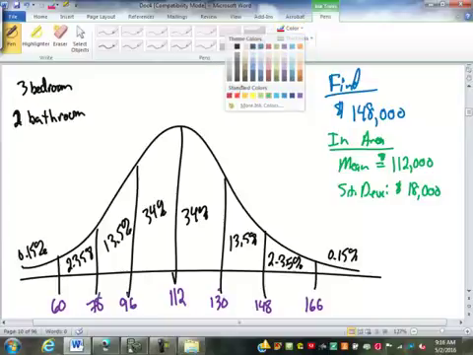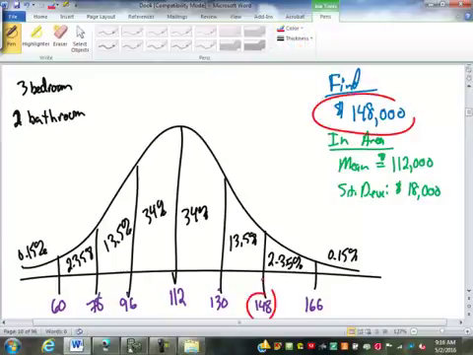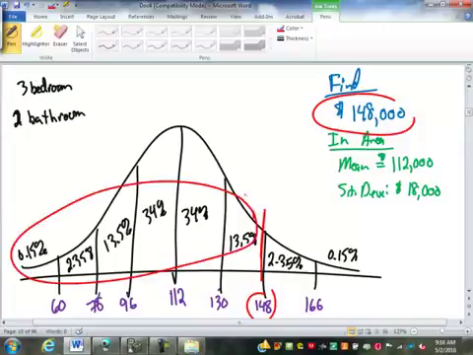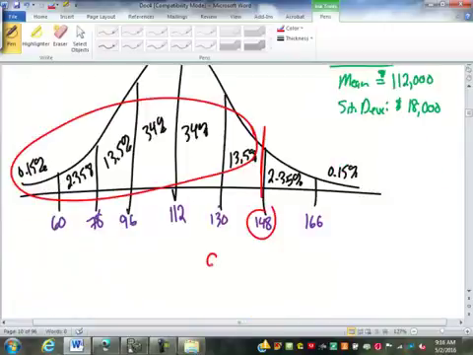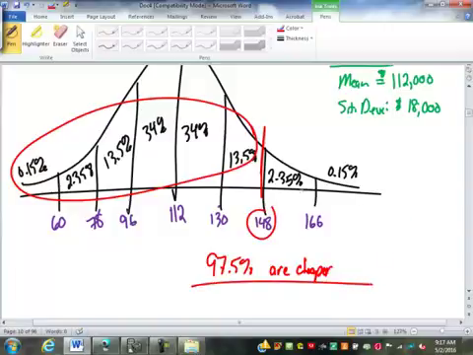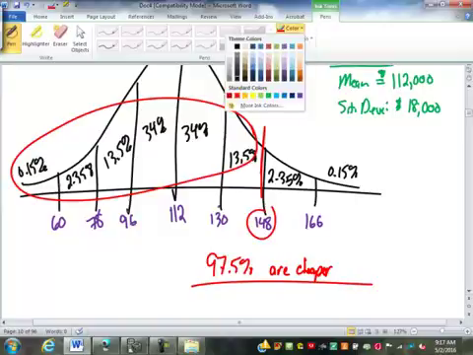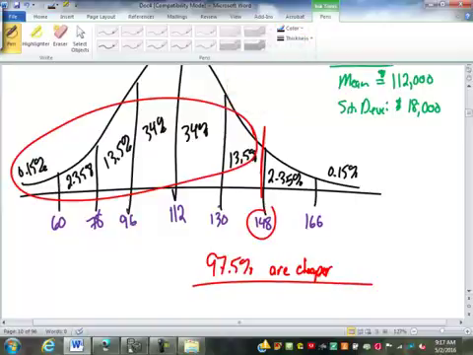Your $148,000 house is right here. If I add up these numbers here, 97.5%. What that's telling you is that 97.5% of all 3-bedroom, 2-bath houses in that area are cheaper than what you're looking at. So even though you may love this house, there's a pretty good chance you're going to find one cheaper that you still like. Does that make sense? So this is a very powerful rule.